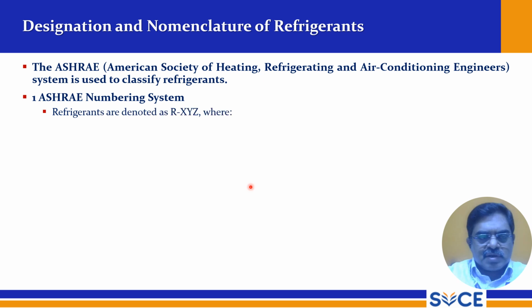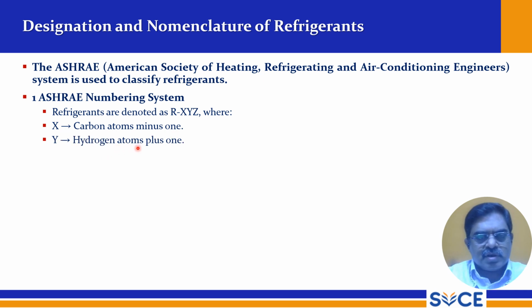So the ASHRAE numbering system: refrigerants are denoted as RXYZ, where X is carbon atoms minus 1, Y is hydrogen atoms plus 1, and Z is fluorine atoms. So these are the three terms used with R. This is one of the ASHRAE designations.